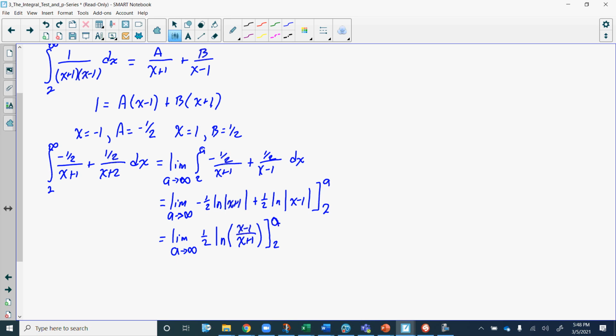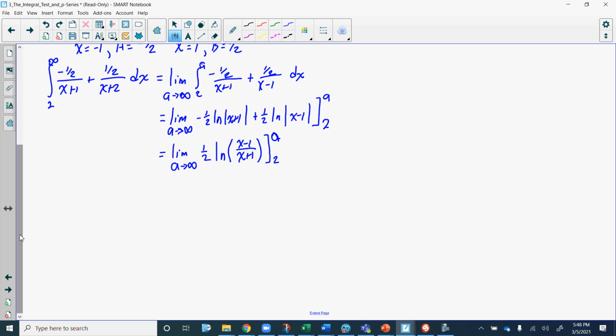And now I think we can go ahead and do our substitution because we just have that one log term. It'll be easier to evaluate. So the limit as a approaches infinity, 1/2, and here I'm going to say the natural log of a minus 1 over a plus 1, minus the natural log of 2 minus 1, which will give me a 1 in the top, and 2 plus 1 in the bottom will give me a 3.